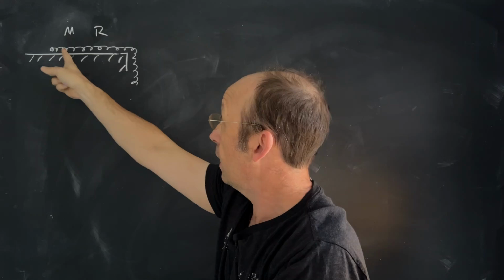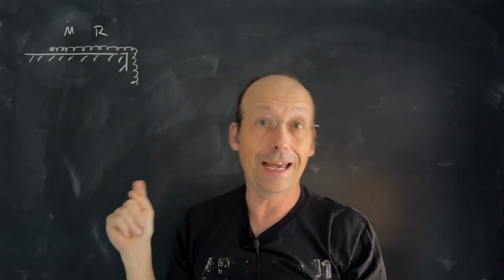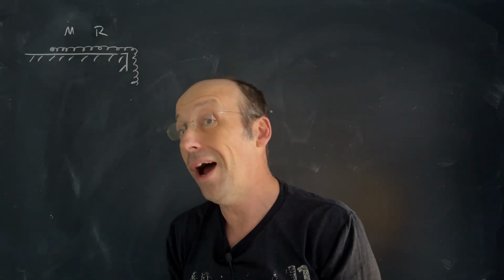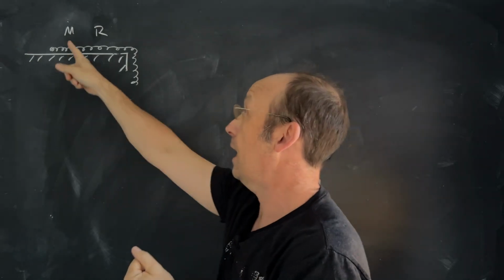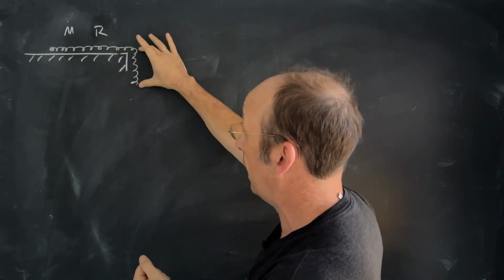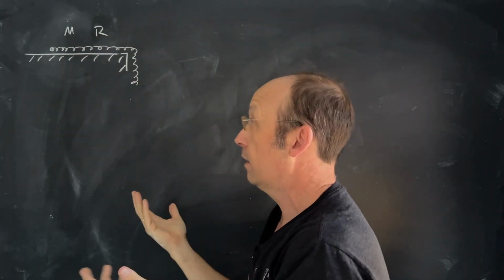So here I have a chain of length r, and I didn't use L. Hopefully you know why I didn't use L for the length of that chain. And it has a mass m. And then there's some bit of it hanging over the table. And we want to find the motion of this whole thing.